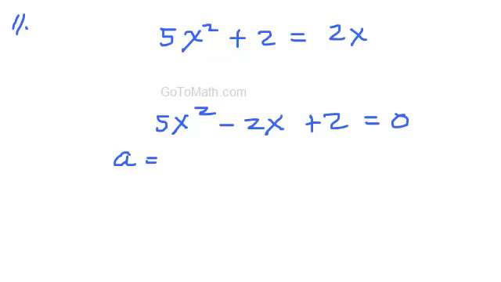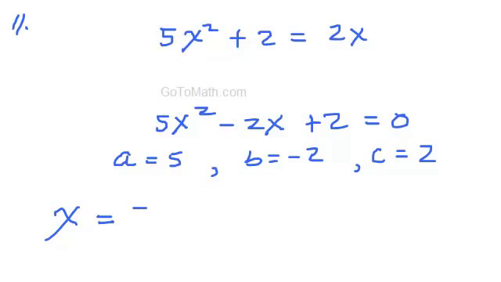So a was equal to 5. We're going to say b is equal to minus negative 2, and c is equal to 2. Alright, so we just plug it into the formula. Do we remember what the formula was?